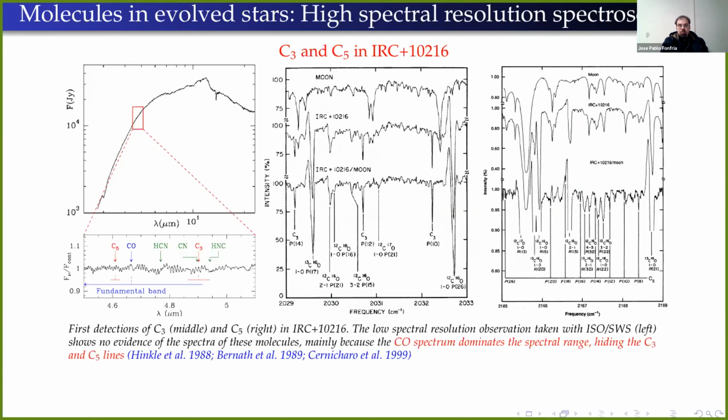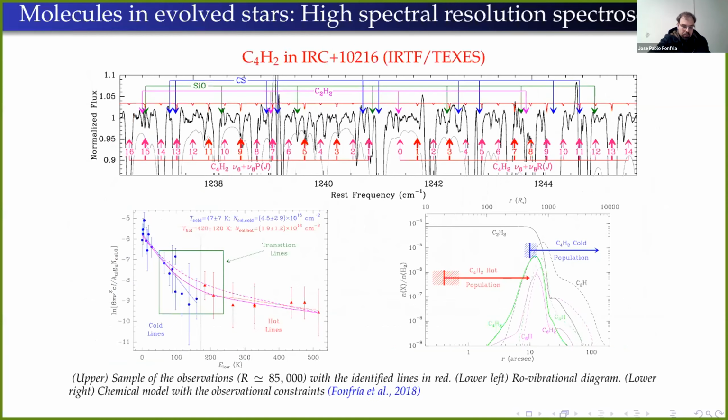The ro-vibrational bands are strongly blended with the CO fundamental band in the low spectral resolution observations that you can find in the figure to the left, where the CO band dominates the spectral range between 4 and 5 microns, hiding the bands of any other molecule. In the high spectral resolution observations, the lines are isolated and can be more easily identified.